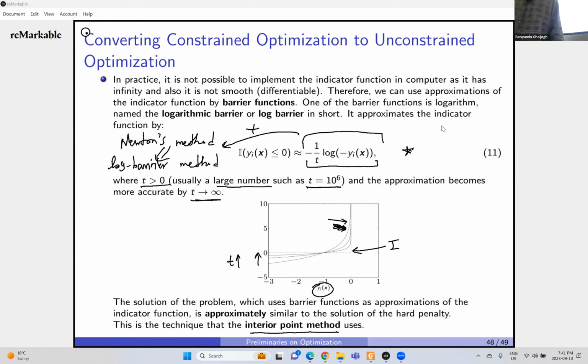Okay, any other questions? Yeah. So simply, first up, this is a barrier. Do you agree? This is a barrier, and we are approximating this barrier using a logarithm function. Hence, we name it log barrier. That's the reason. This is an approximation for the indicator function for yi of x to be less than or equal to 0.